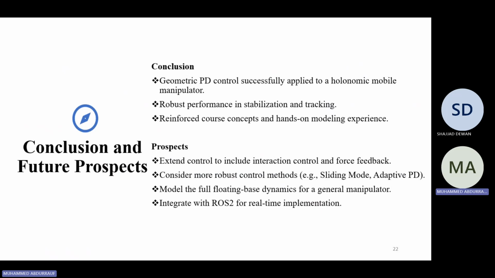And to extend this project, we could also extend it to some form of interaction control or look for robust control methods. And of course, since we implemented the controllers in a decoupled manner, the ideal case scenario would be to implement the controllers using SE3 or SE2. And of course, in the best case scenario, we integrate this with ROS 2 for real-time implementation. And with that, we'd be able to control possibly the robot.